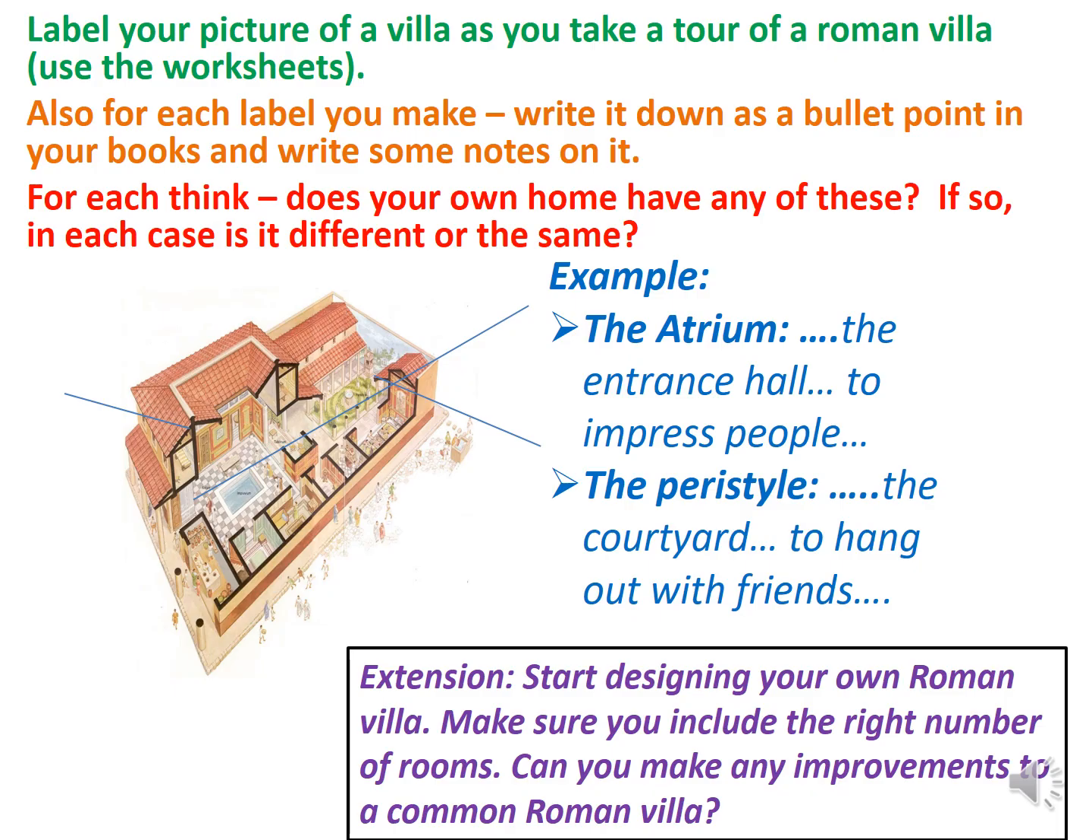For each, think, does your own home have any of these? If so, in each case, write down if it is different or the same as the Roman villa. An example would be, so when I talk about the atrium, you would explain what the atrium is. You'd explain what it allows people to do.